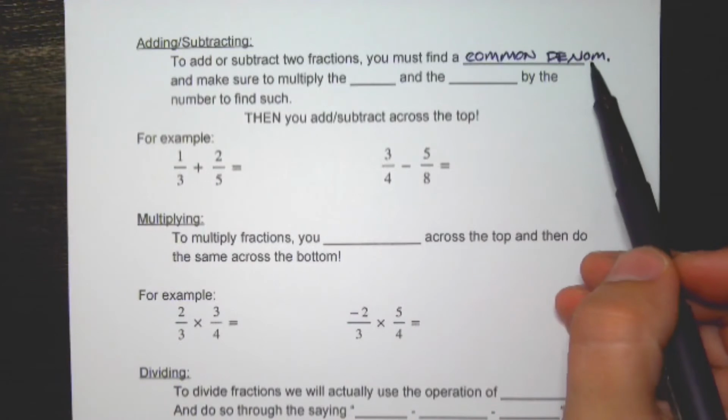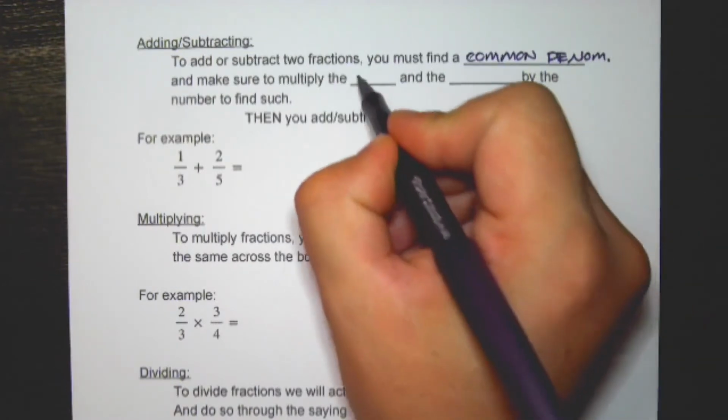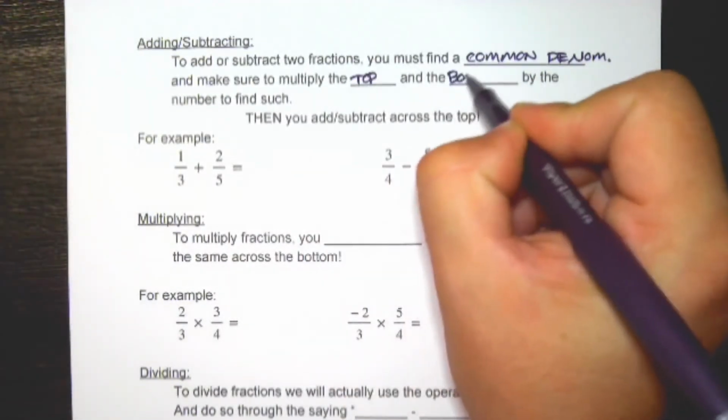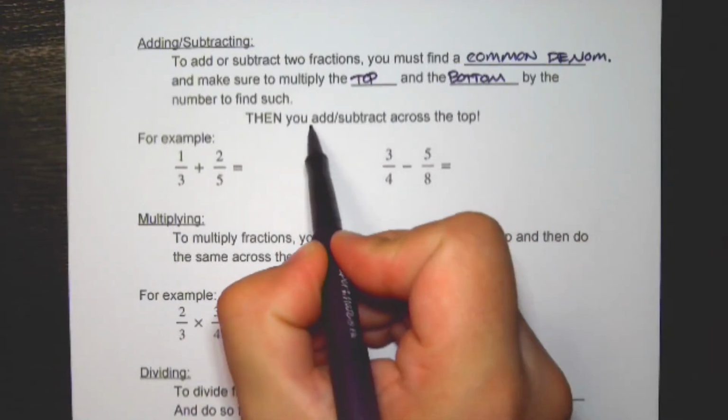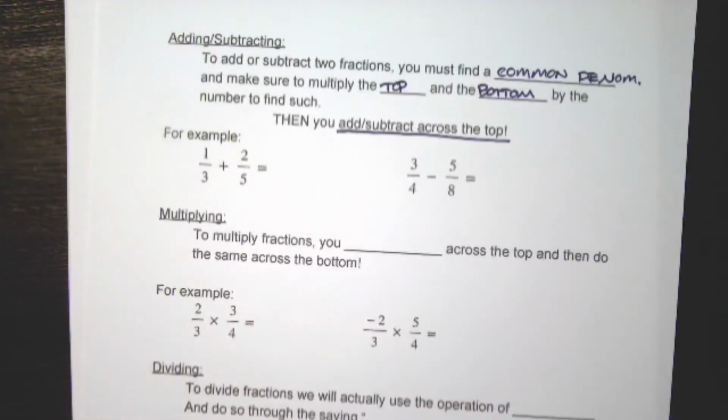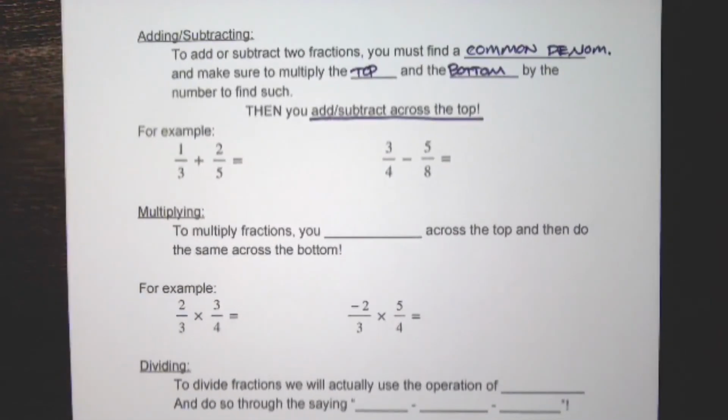And then once we found a common denominator, we need to make sure we multiply the top and the bottom of each fraction by that value to find the common denominator. And we'll see what we mean by that in just a second. Once everything has that common denominator, you're only adding and subtracting across the top. So it's only the numerators at the end of the day that you end up adding or subtracting from one another. The denominator is just there to kind of relate the two fractions to one another. So let's look at an example.